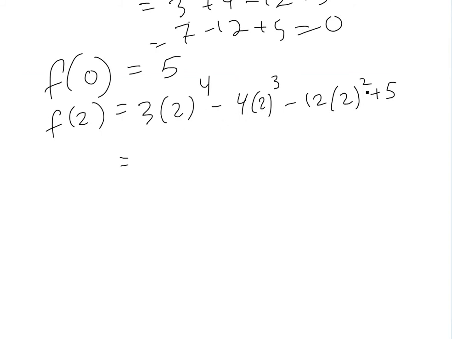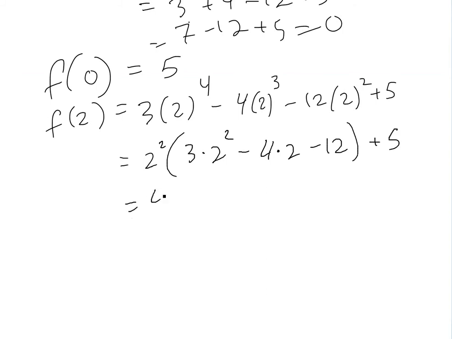What you could do is take out the common 2 squared, so this just becomes 2 squared times 3 times 2 squared minus 4 times 2 minus 12, plus 5. I'm just taking the 2 out of there so it's easier to calculate. This becomes 4, and 3 times 4 is 12, minus 8 minus 12 plus 5.